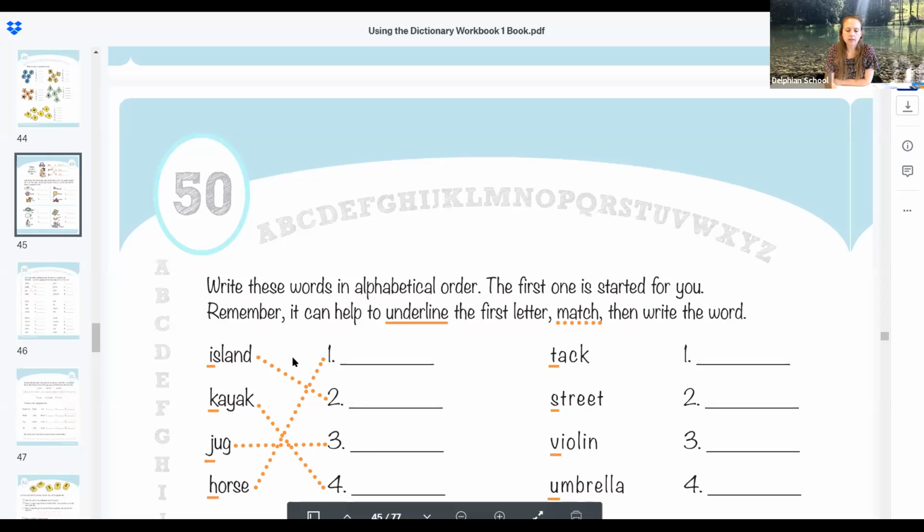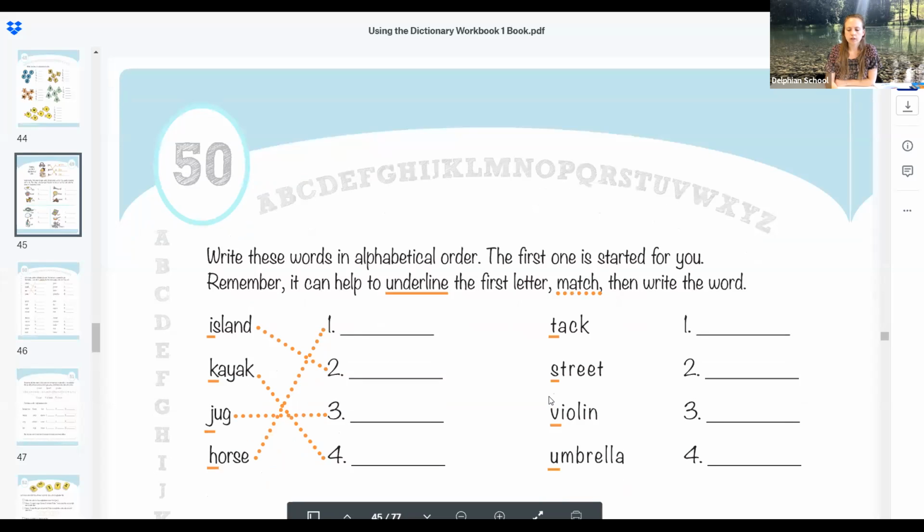So we're going to have island is first, right? What's the next one after island? Who's got it? That's right. J. So the next one's going to be jug. Exactly. And what about after that one? The next one we have after that is, I, H, I, J, and then we want K. That's right. Good. Okay, so then now we're going to do the next one.